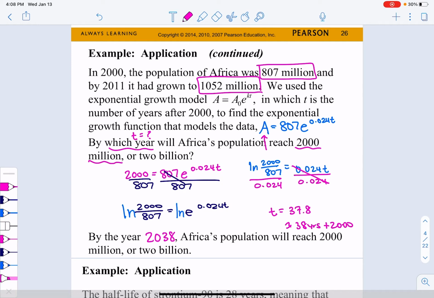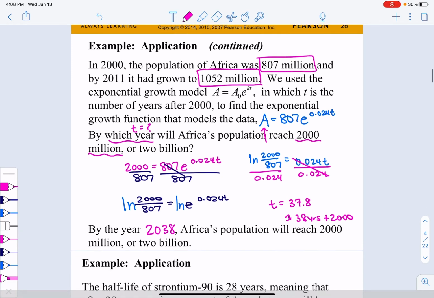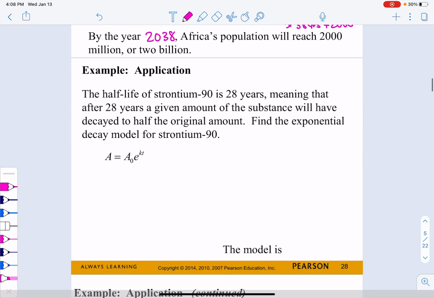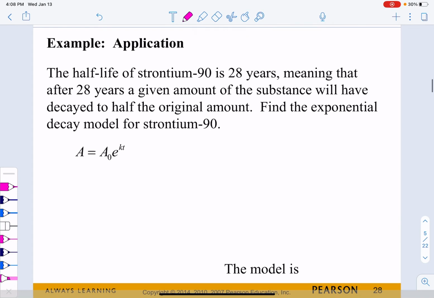We're going to do another example very similar to what we just did. This one takes us to a little bit of chemistry. This one talks about the half-life of strontium-90 is 28 years, meaning that after 28 years, a given amount of the substance will have decayed to half the original amount.